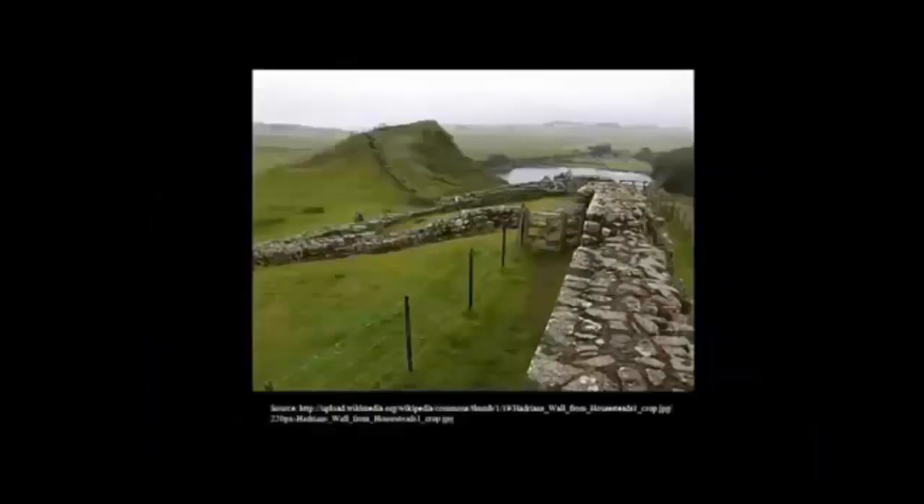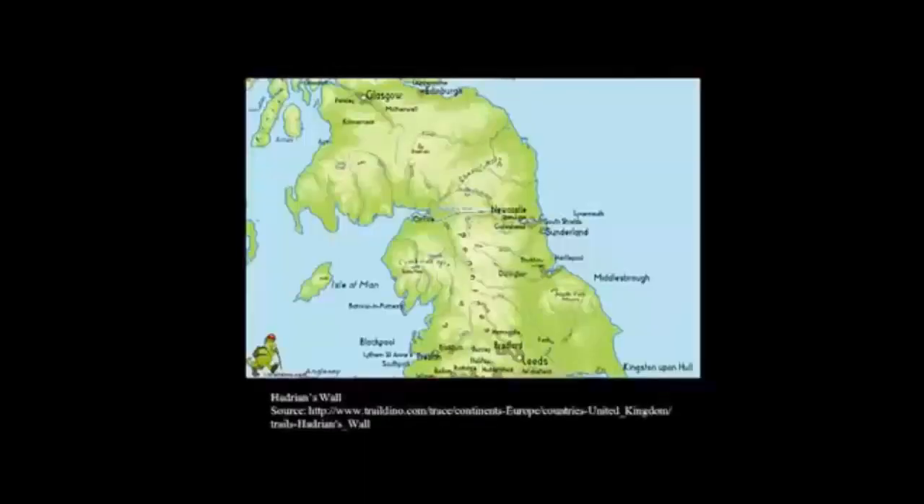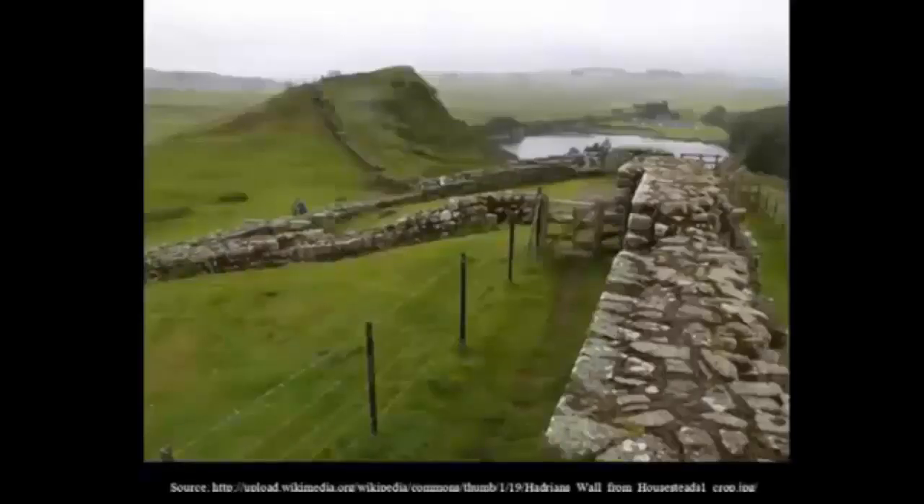This is a photograph of Hadrian's Wall. Hadrian's Wall was a defense wall built all the way across the north of England during the reign of the Roman Emperor Hadrian, who ruled from 117 to 138 of the Common Era. As you can see, large sections of the wall still stand.